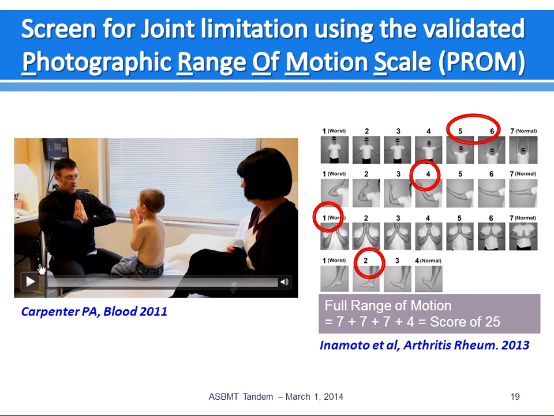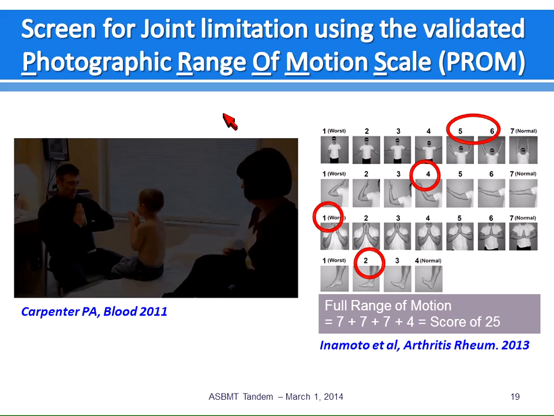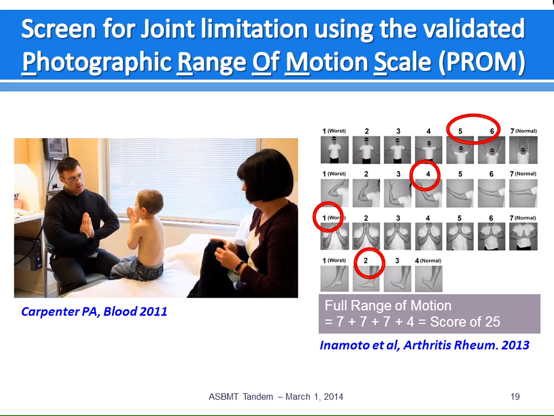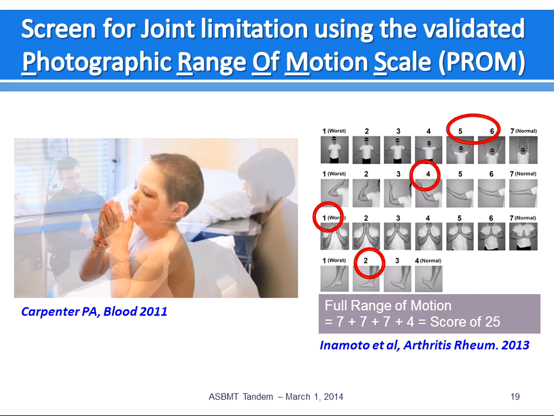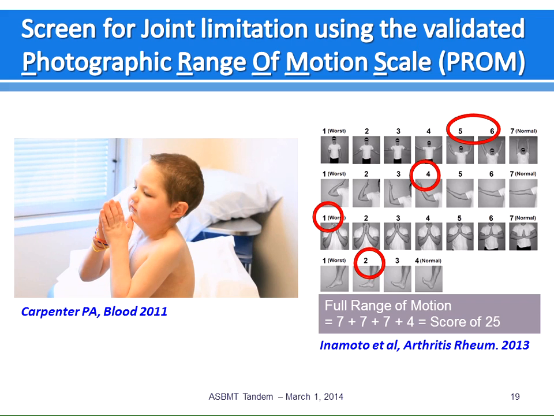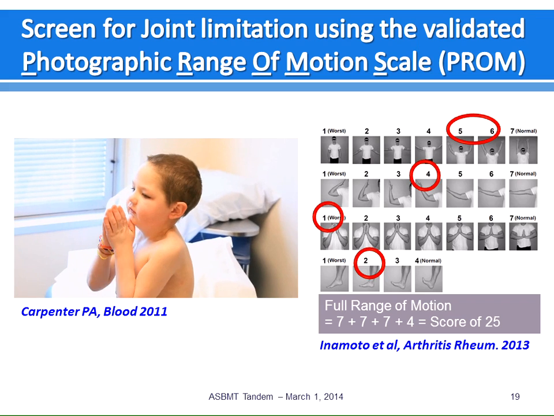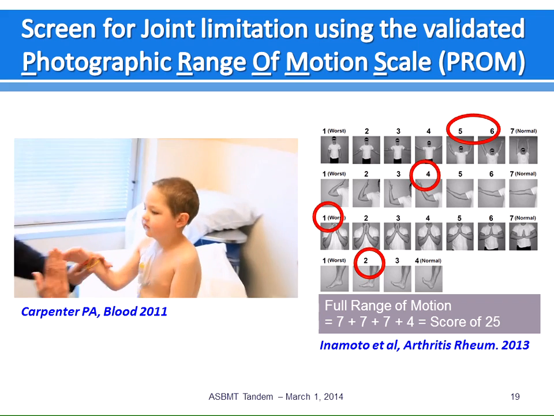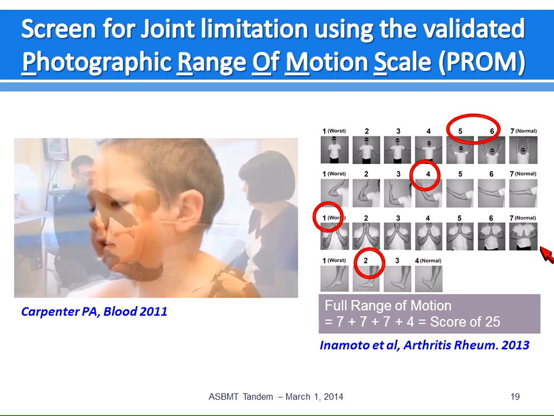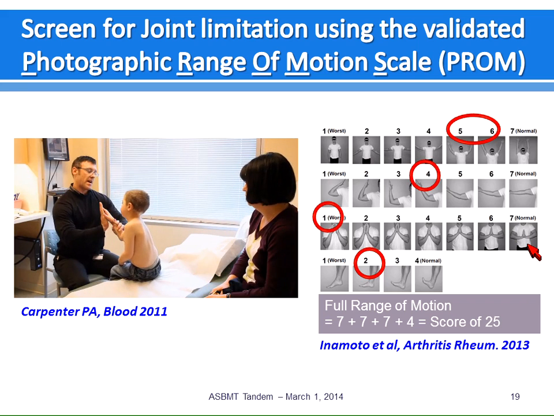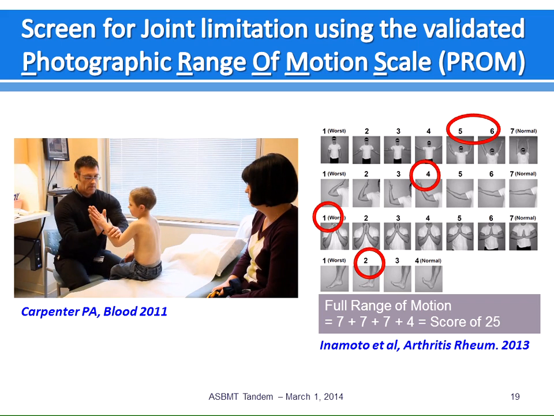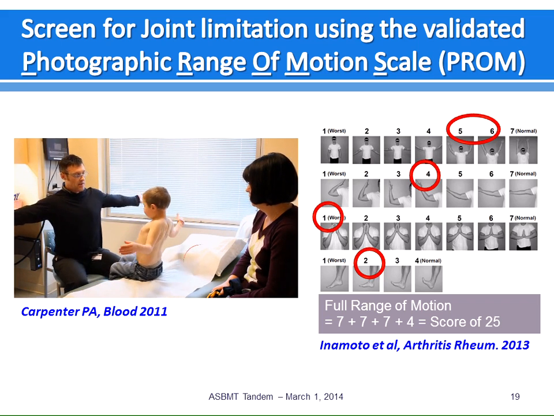So what I want to just talk about here is our now validated screening scale, we call the P-ROM. It stands for a photographic range of motion scale. And when I examine a patient, and this little boy here you can see is trying to do the Buddha prayer position, and he's unable to do that as shown down here in normal on the wrist scale. And sometimes in a child, you're not sure whether they're not following the instructions, so it's helpful to grab one hand and see whether you can push back passively, and clearly he's not able to do that.